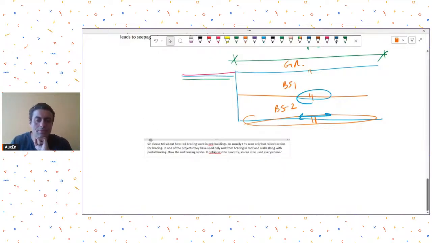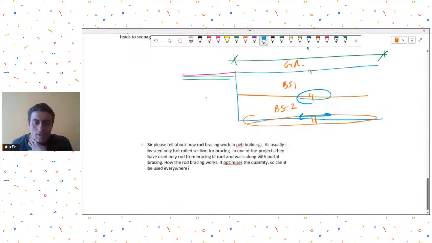As usually, I have seen only hot rolled sections for bracing. In one of the projects, they have used only rod for bracing in roofs and walls with portal bracing. How does the rod bracing work?